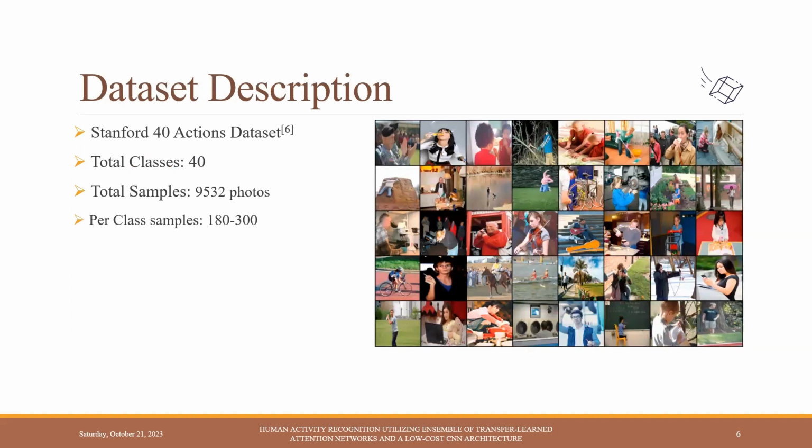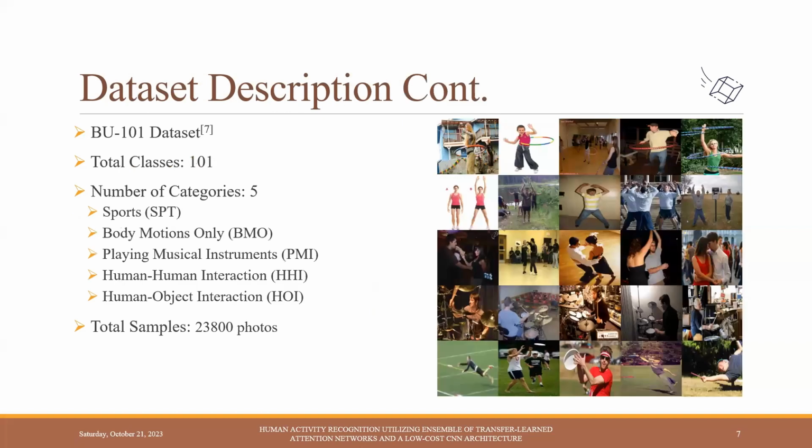Okay, so now I will be talking about the datasets that I have used here. The first dataset that has been used here is the Stanford 40 Actions dataset. It has 9,532 photos, and per class samples were 180 to 300. So it's an imbalanced dataset. And there are 40 classes, obviously. That's why it's called the Stanford 40 Actions dataset.